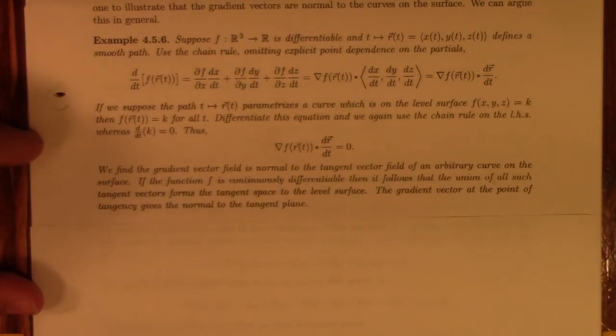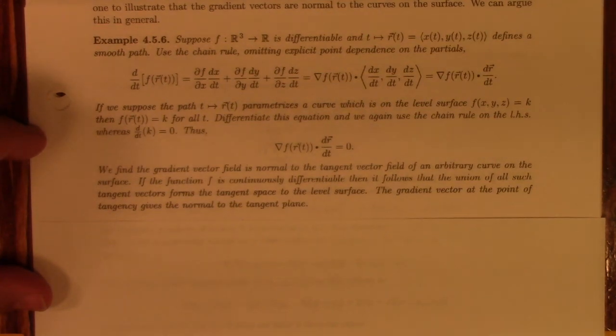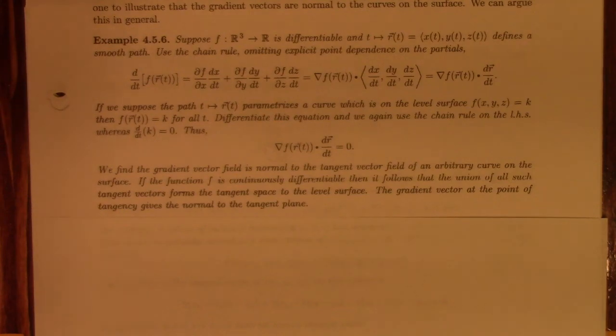Now, I say a little bit more. I say, okay, so the gradient vector field is normal to the tangent vector field of an arbitrary curve on the surface, and it follows then that the union of all such tangent vectors forms the tangent space to the surface. Maybe that deserves a picture. That probably deserves a picture.